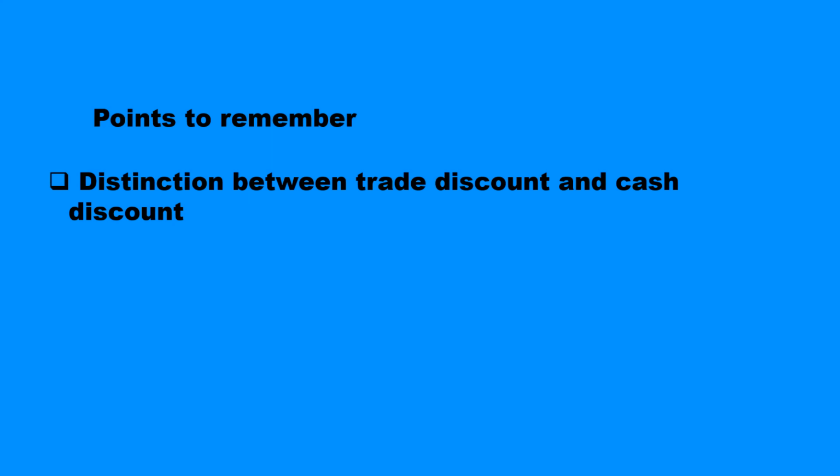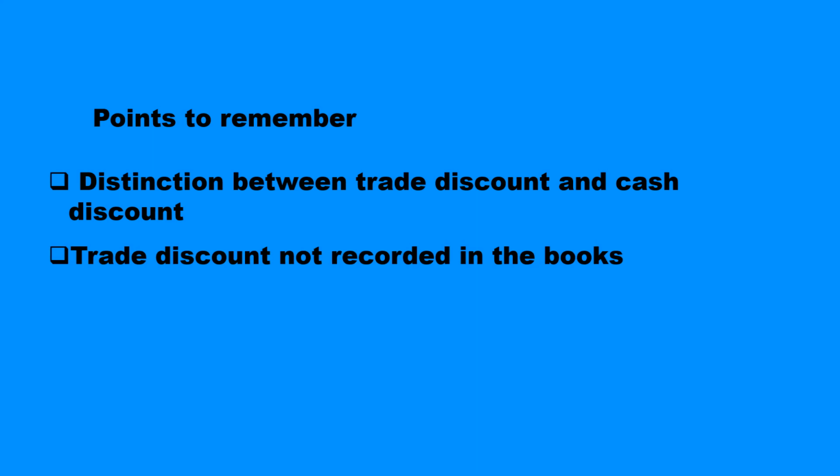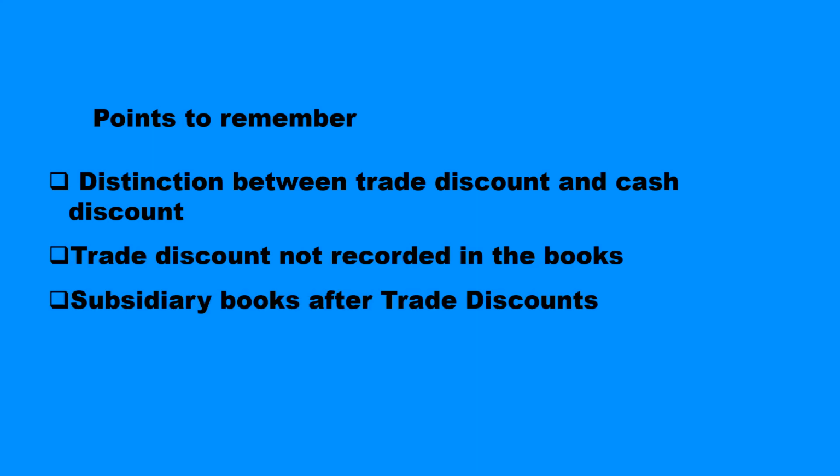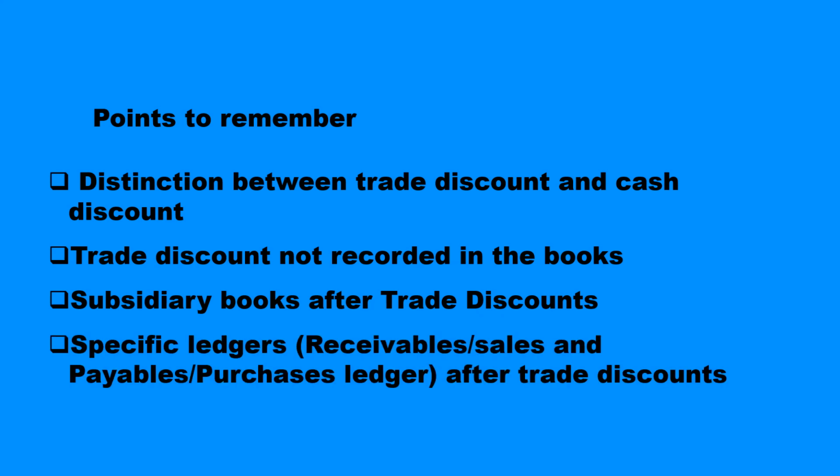Therefore, the points to remember: a trade discount and a cash discount, we need to distinguish between both of them carefully. In this lesson, we saw trade discount. In the next lesson, we are going to look at the cash discount. Also, trade discount is not recorded in the books, how subsidiary books are being prepared, as well as how the specific ledgers, the receivables or sales ledger and the payables or purchase ledger, are recorded after trade discount.